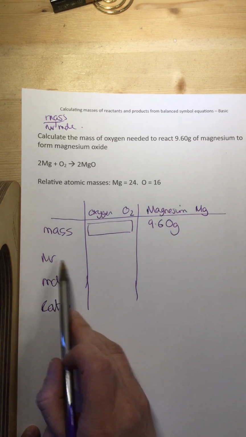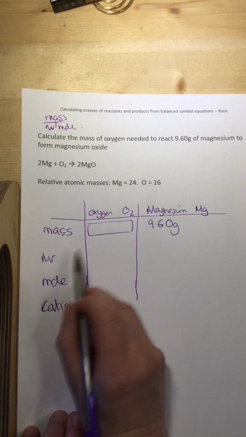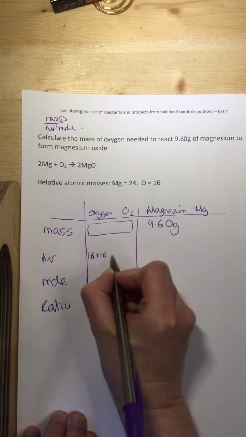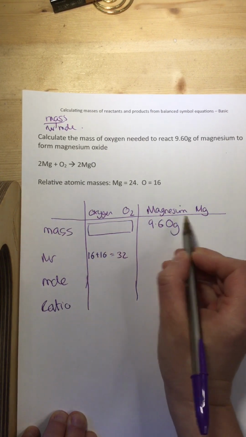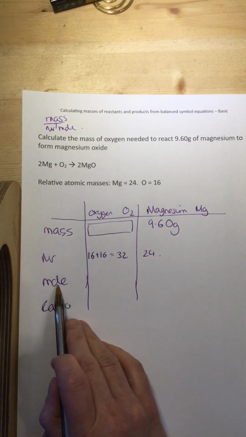Now I can do my Mr row. So they've given this to me in the question, so it's fairly straightforward. My Mr of O2, so that's going to be 16 and 16, which is 32. And magnesium is just by itself, so it's 24. Next job is to work out moles.